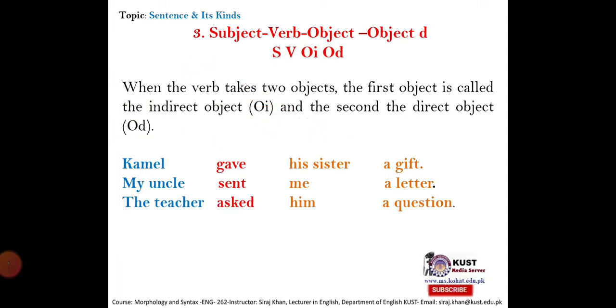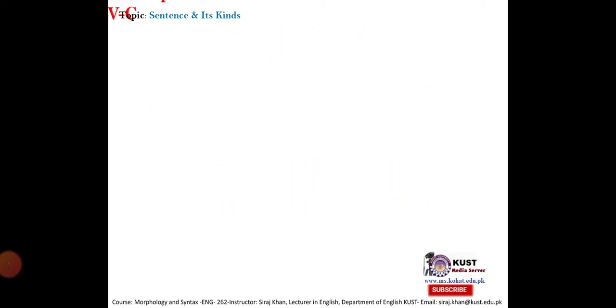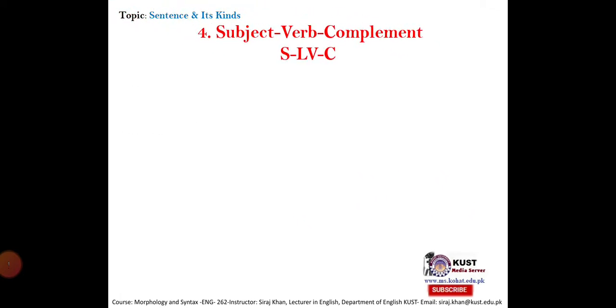The teacher asked him a question. So the teacher is the subject, asked is the verb, him is the indirect object of this verb asked, and a question is the direct object.